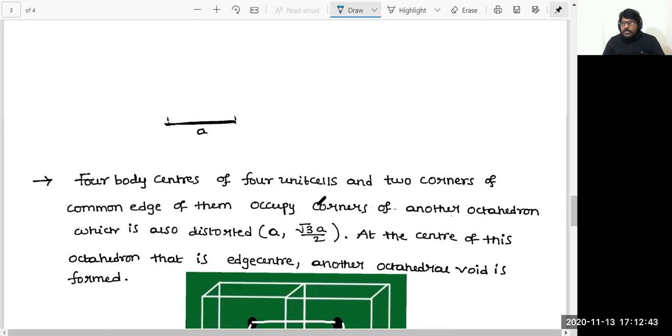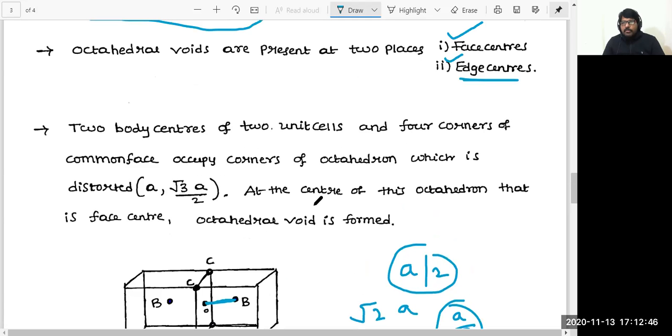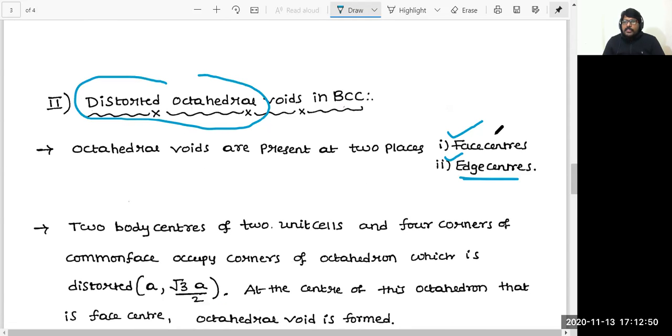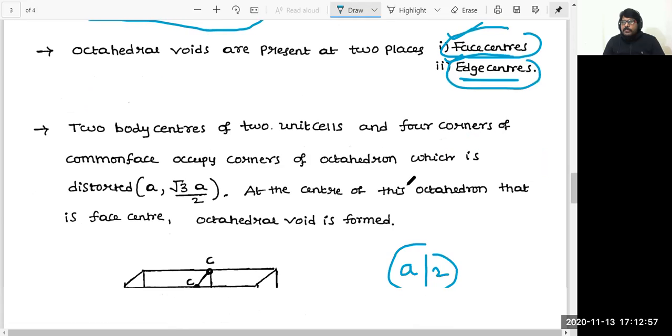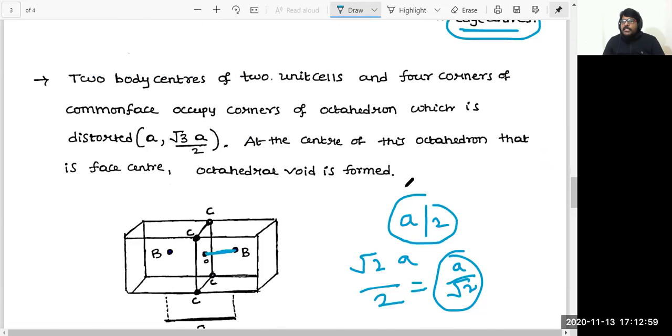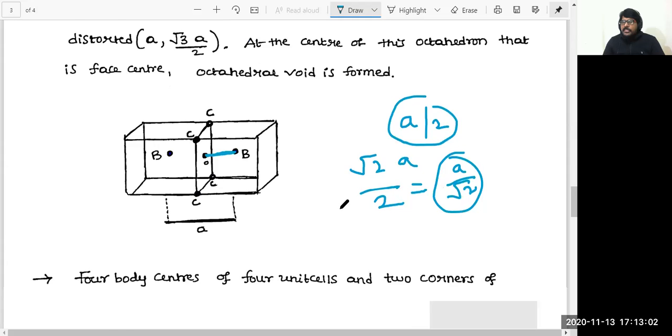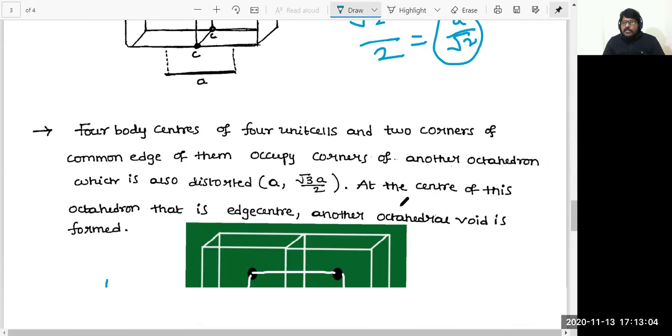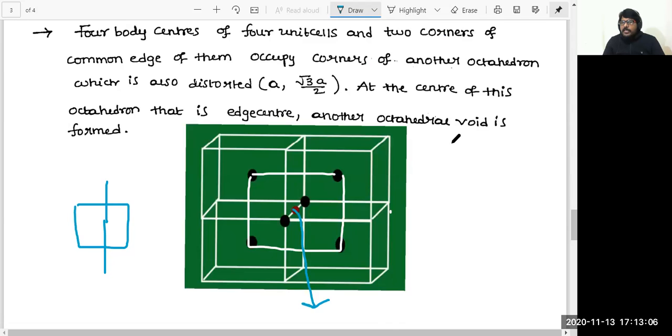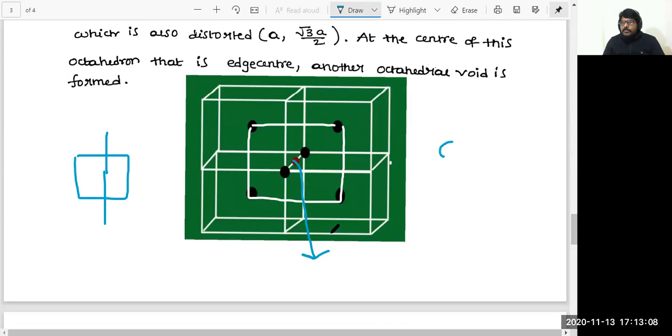Now we need to count the number of such distorted octahedral voids. Finally, the radius ratio. So what is the conclusion? Face center and edge centers are distorted octahedral voids. And how many such octahedral voids are present? See, face centers are how many? 6. But what is the contribution of a face center? 1 by 2. So that is 6 into 1 by 2.